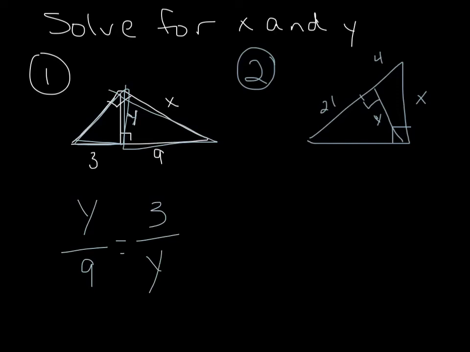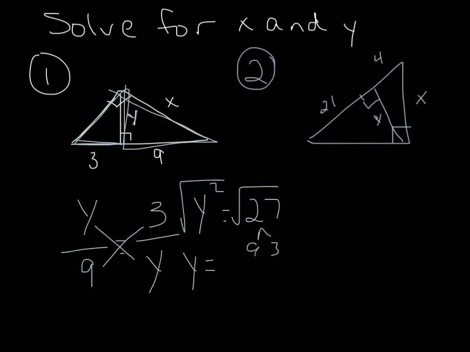And then you have to cross multiply to solve. So Y times Y is Y squared. 9 times 3 is 27. Take the square root. So Y would equal, again, factor tree, 9 and 3, 3 and 3, 3 square root of 3. So there's my Y. And then if you wanted to find your X, you could do that same thing and set that up.